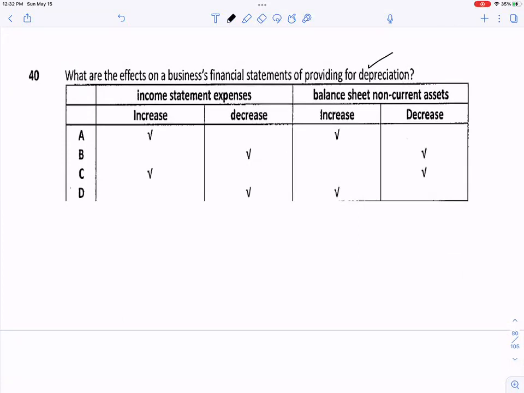Effects on financial statements of providing depreciation. Expense will increase. That is the first one. So it was A or C. Balance sheet non-current assets will decrease. C. Value will decrease. So it's C.